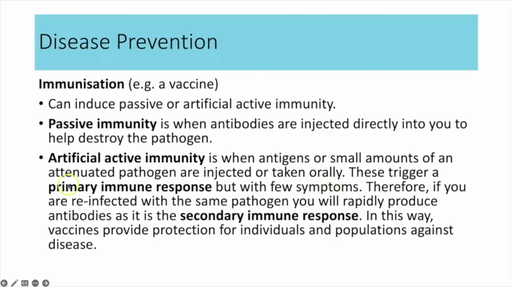So that means if you are reinfected with the same pathogen, you'll be able to rapidly produce antibodies, which will then destroy the pathogen before you get any symptoms, or you'll only get very mild symptoms. And this is a secondary immune response. And in this way, vaccines provide protection for an individual, but also for entire populations against disease.